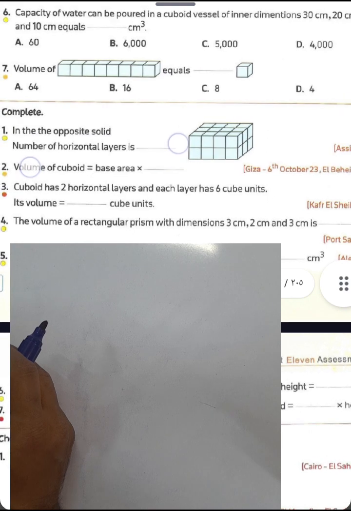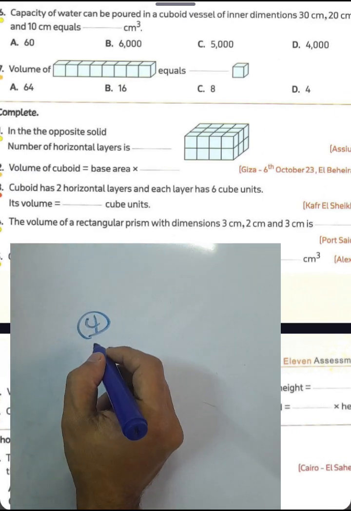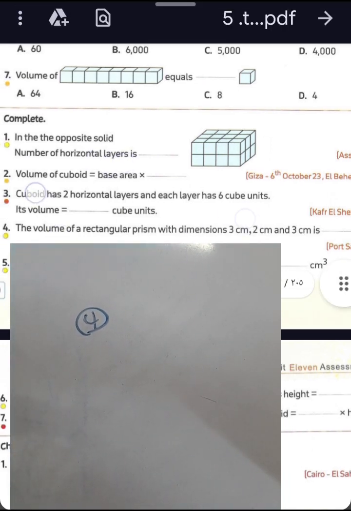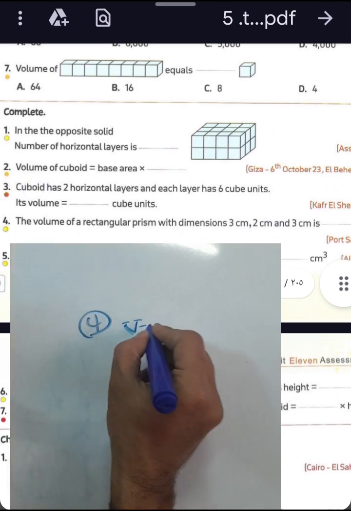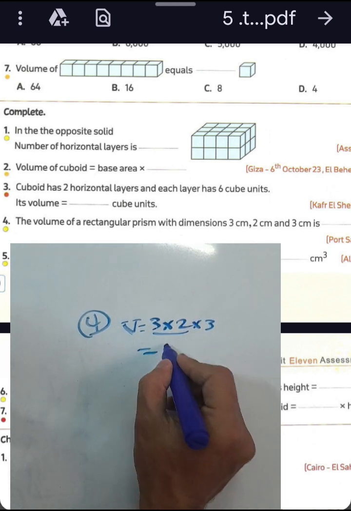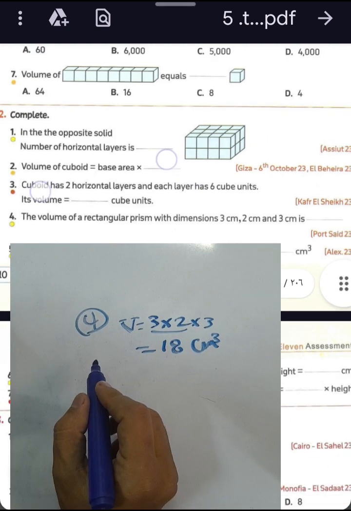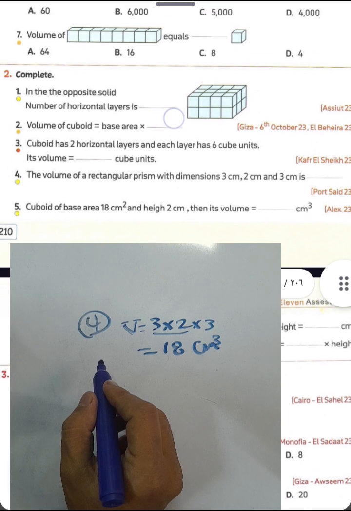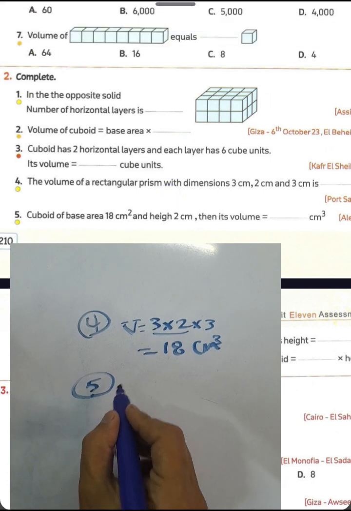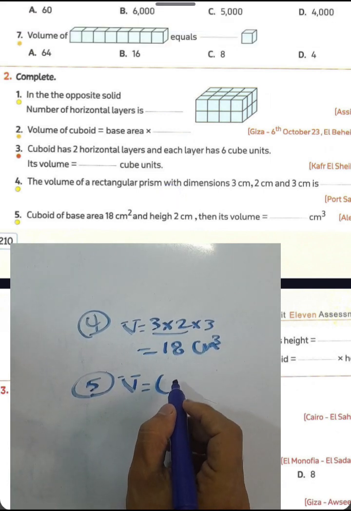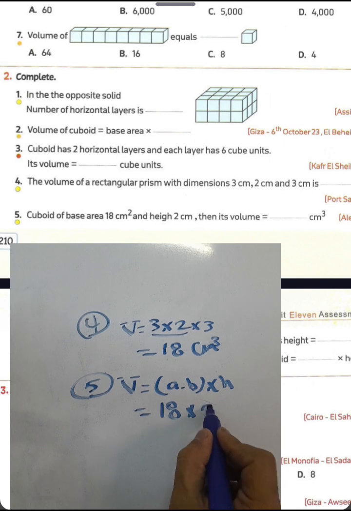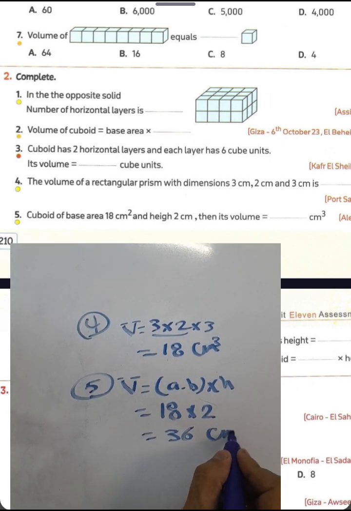Then question number 4. The volume of a rectangular prism with dimensions 3, 2, and 3. We write length times width times height: 3 times 2 times 3. 3 times 2 is 6, 6 times 3 equals 18 cubic centimeters. Next, question number 5. A cuboid with base area 18 and height 2, the volume equals base area times height. 18 times 2 equals 36 cubic centimeters.